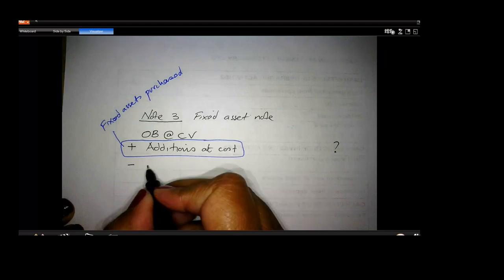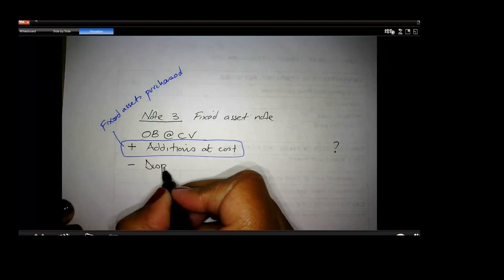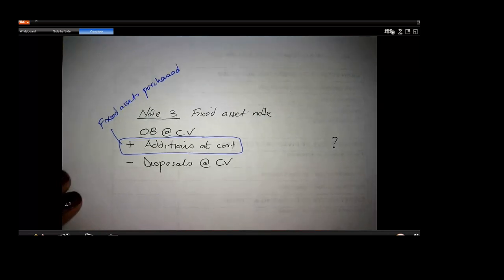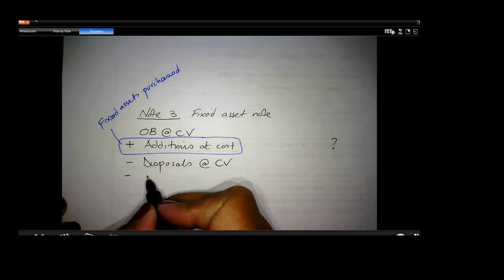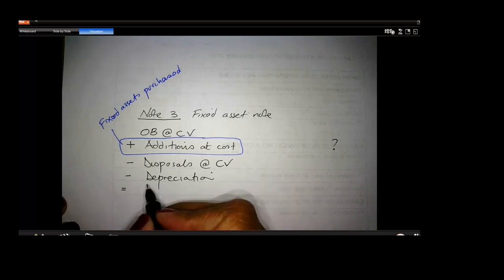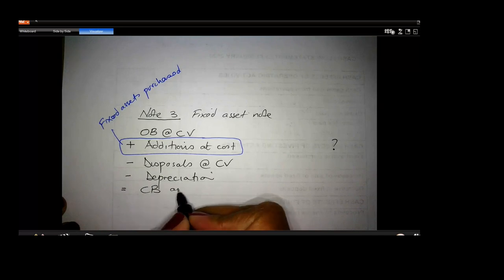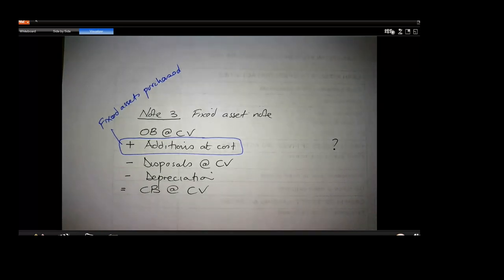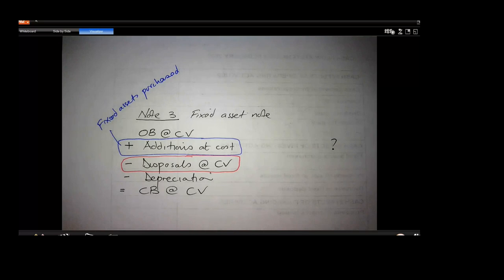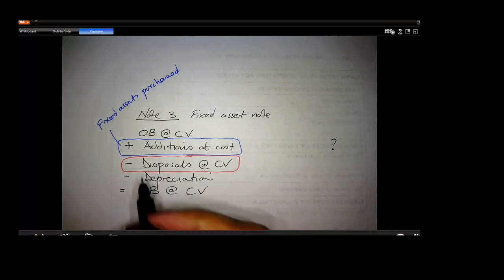Then I'm going to minus disposals at carrying value. And I'm watching the time here, learners. We don't have a lot of time left, but what we're doing next is not going to take that long. Minus depreciation. And that equals my closing balance at carrying value. Now, here's the thing. All three of these amounts, this amount here, and that amount, and if I had another color, I would put it in another color, but I'm going to put that in black.